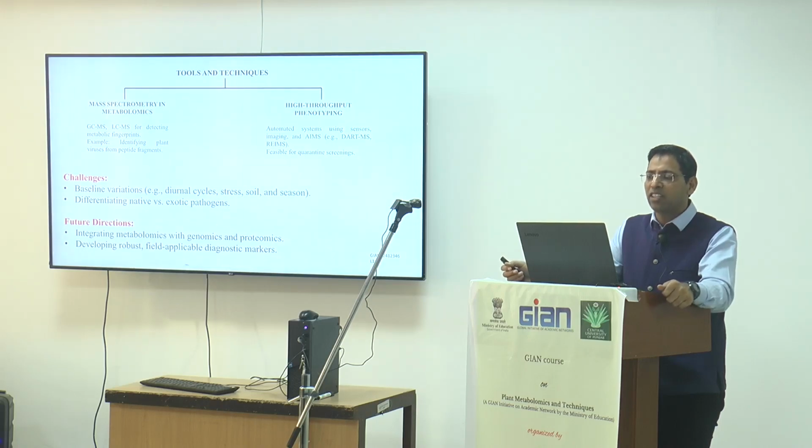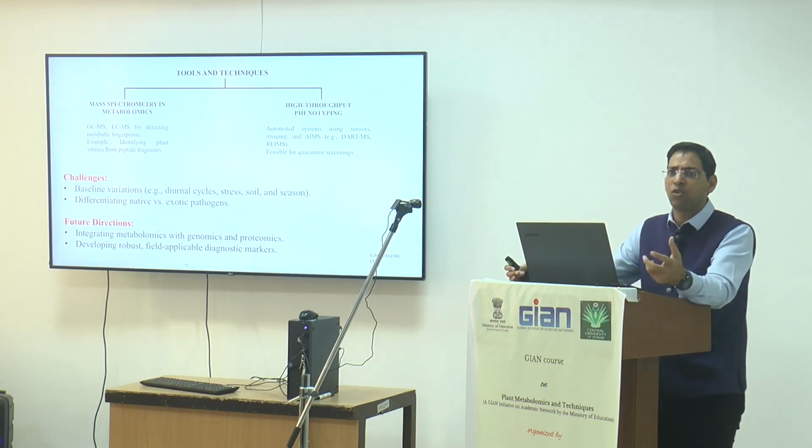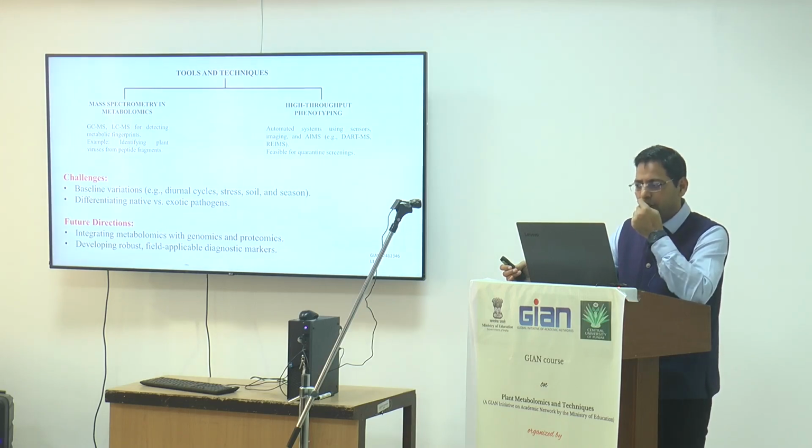Here I am explaining the tools and techniques which we have to think to take for this entometabolomics, that is the mass spectrometry in metabolomics, and high throughput phenotyping, because you have to correlate both of them, otherwise it will be difficult for you. How do you go ahead? First you have to use the latest metabolomics techniques, and secondly you have to do the high throughput phenotyping of that area. So automatic systems you have to use, sensor imaging, so that you can make a tool on the basis of the metabolic profiling.